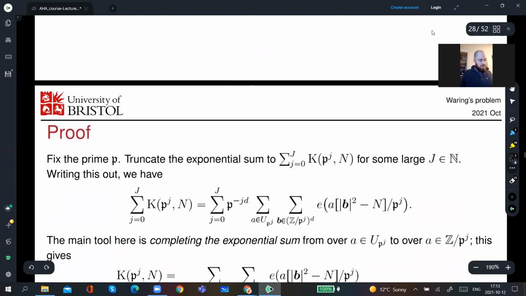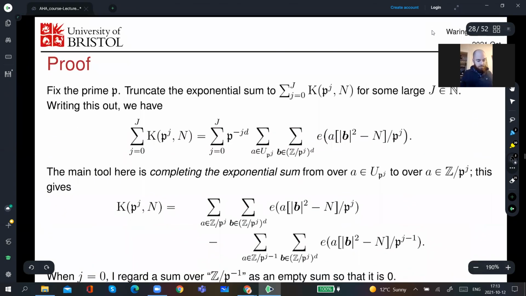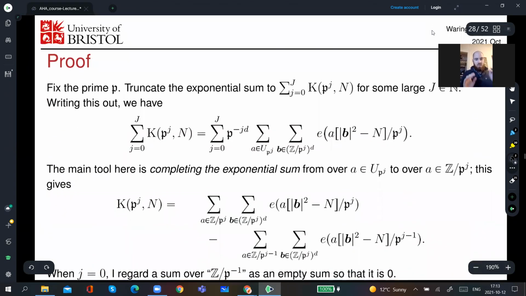How do we do this? You fix your prime, and we'll actually truncate that series and show that, since it's absolutely convergent, we just take the limit of that truncation tending to infinity. So truncate it, consider the first j plus 1 terms. Right, j starts at 0, so we're going up to j. And the main point here will be that you can complete the exponential sum.